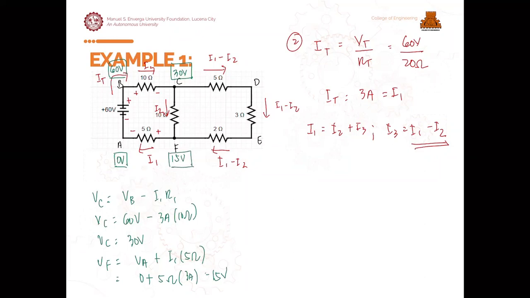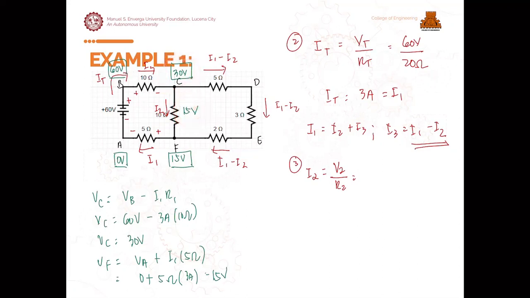Then, from point C going to point F, it was reduced by 15. So that means 15 volts dropped across this resistor. If that is 15 volts, we can now get the value of I2. That will be V2 over R2. Again, its value became 15 because from 30.